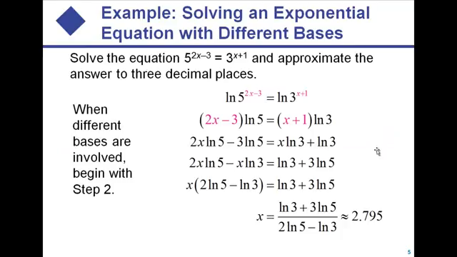Another example, here's another thing with two different bases. 5 to some stuff equals 3 to some stuff. Same technique. In order to rescue our variables from being stuck up there as a power, we just take a log of both sides. And we could take a log of any base. We could take log base 2 or log base 3 or log base 10 or anything.